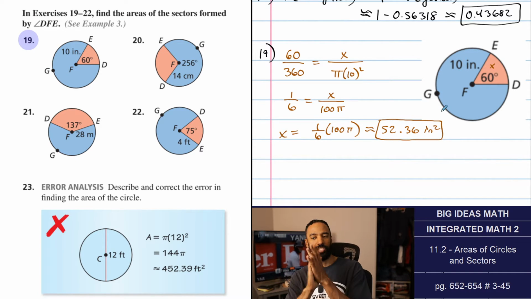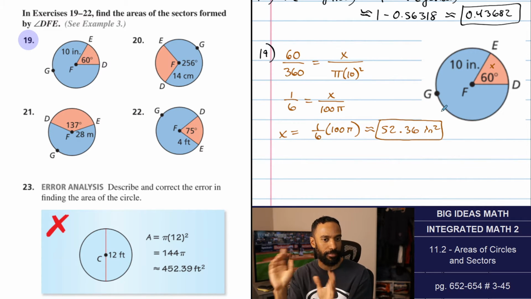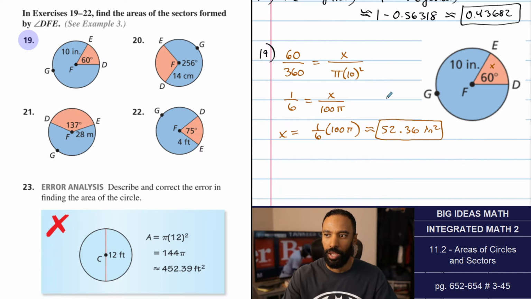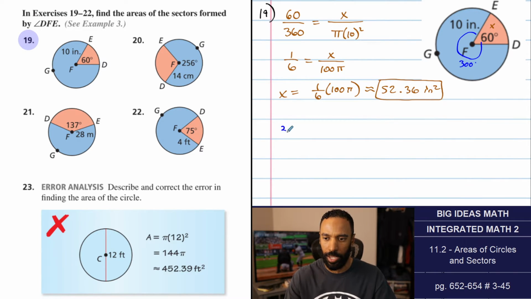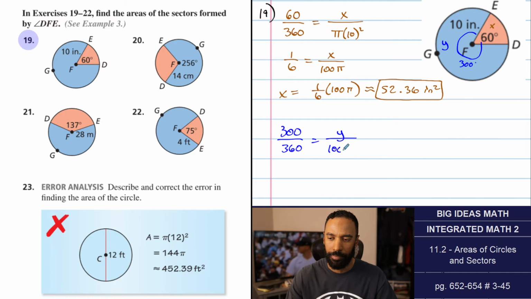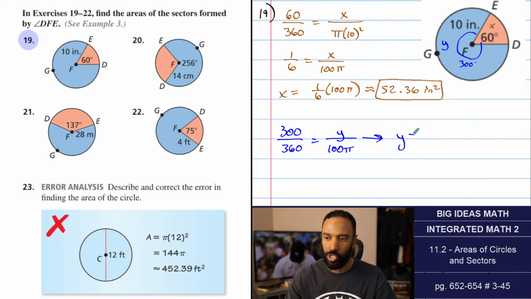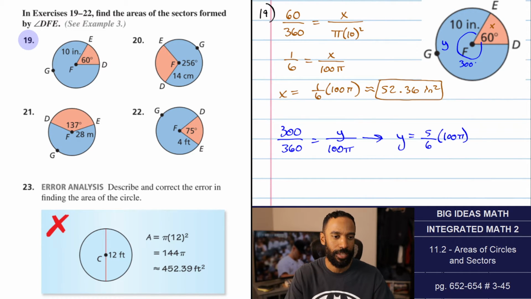Now, for the area of the second sector, you have two options. This first time I'll present it with both. After that, I might be versatile and just do one or the other. In this next one in blue, you could figure out that this central angle is 300 degrees, which means the measure of the arc is 300 degrees. So 300 over 360 equals, let's call this y, y over 100 pi. This reduces to 5/6. We take 5/6 of 100 pi, which is 500 pi over 6, or 250 pi over 3.